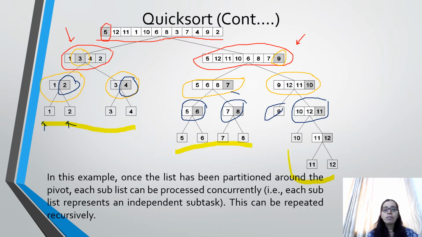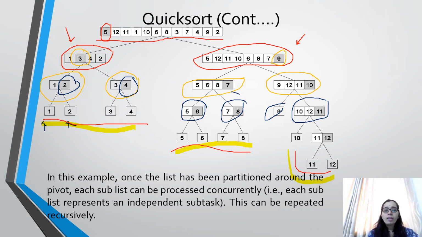to get the final sequence. What will be the final sequence? 1, 2, 3, 4, 5, 6, 7, 8, 10, 11 and 12. So that will be merged and we will get the final answer as the sorted elements.